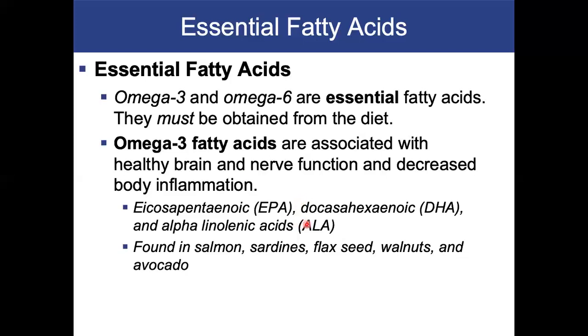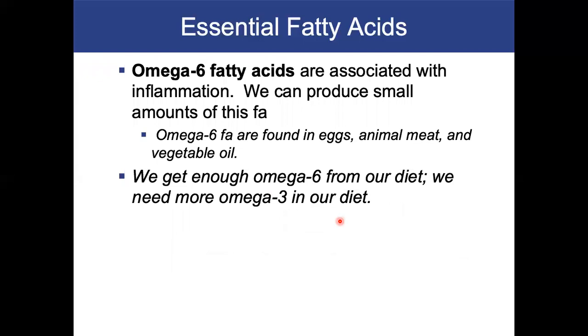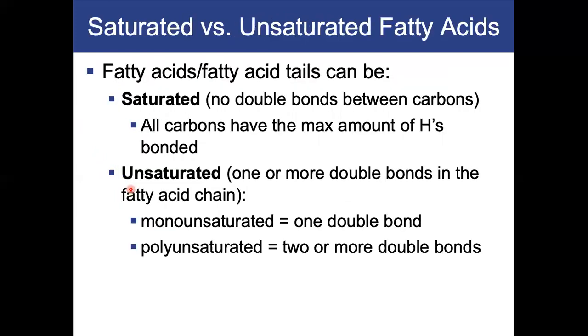A lot of the vegan sources, like when you think of flaxseed, walnuts, nuts, seeds, and avocado, they have ALA. So you just have to be aware of, if you're vegan, what types of foods have omega-3 fatty acids and which one. Okay, omega-6 fatty acids are found primarily in animal meat. So excess of these is associated with inflammation. We get enough omega-6 from our Western diet. We need to get more omega-3 in our diet for Western civilization, for Americans.